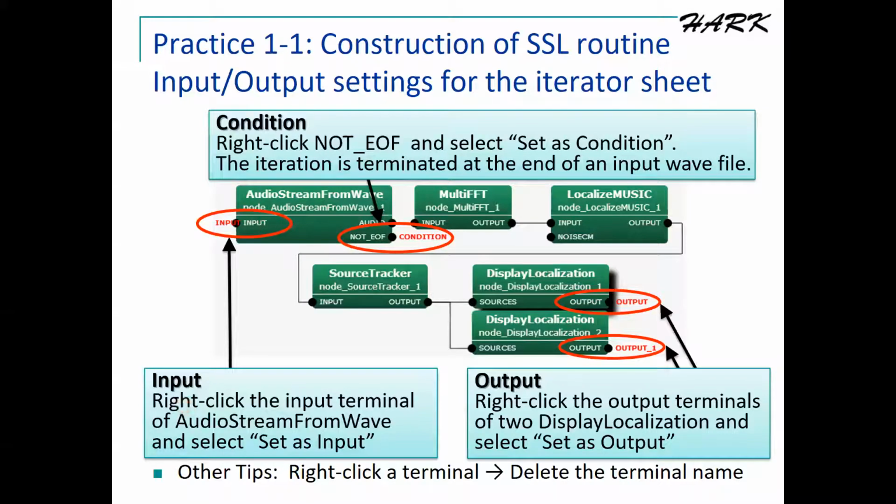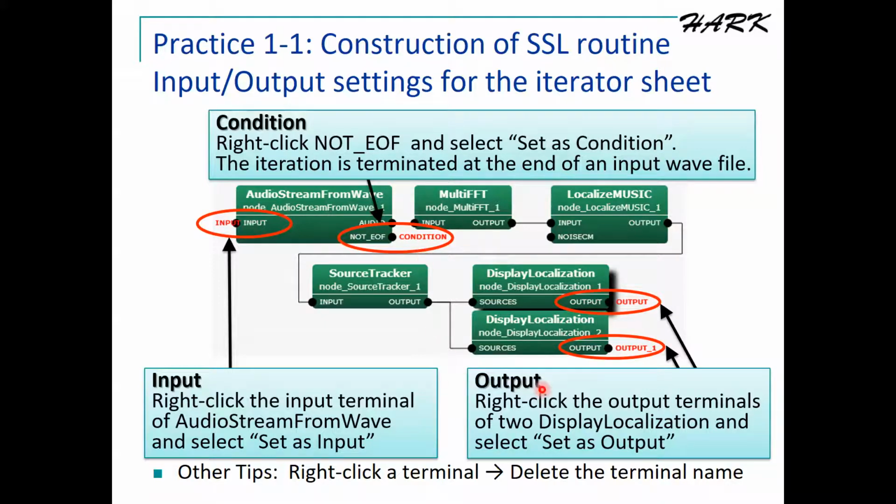Okay, in this case, please set terminals like this figure. The input should be the input of this whole loop. So please right-click the input of audio stream from Wave. Then a menu will appear. Please select Set as Input from the menu. In the same way, please right-click the NOT EOF terminal of the output stream, audio stream from Wave, and select Set as a Condition from that menu. EOF is an abbreviation for end of file. By this setting, the process repeats until the end of the wave file and terminates the iteration after reaching the end of file.